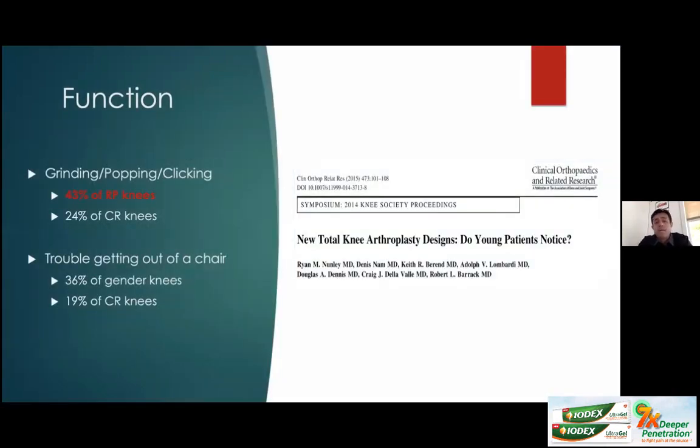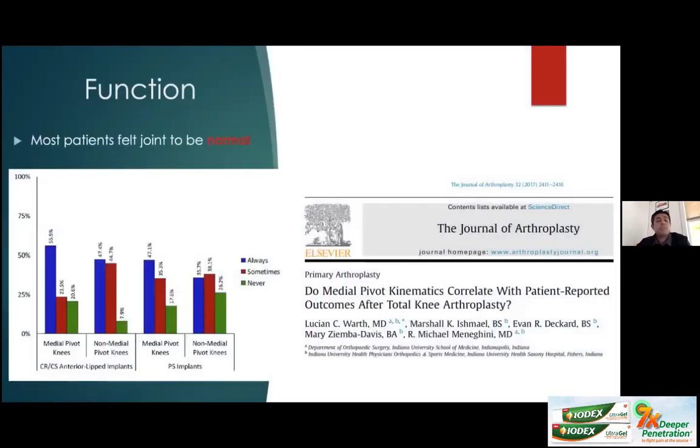But with the rotating platform designs, there is still grinding, there is still popping, there is still clicking. So patients still feel like they have a mechanical implant. They don't feel like it's natural. It's not how a native knee behaves. So there is still a limitation, and patients still report there is trouble getting out of a chair. There is trouble with some of these mechanical symptoms in a knee replacement.